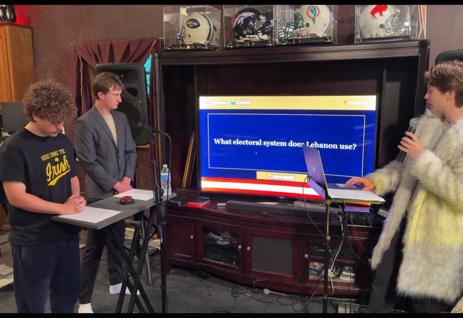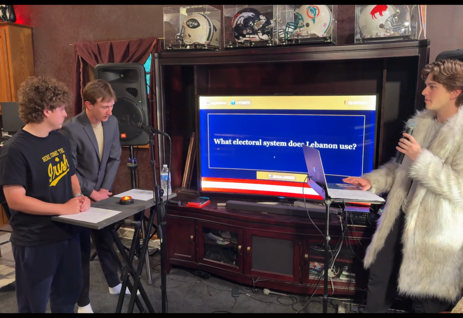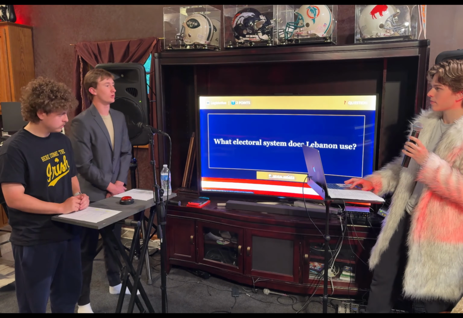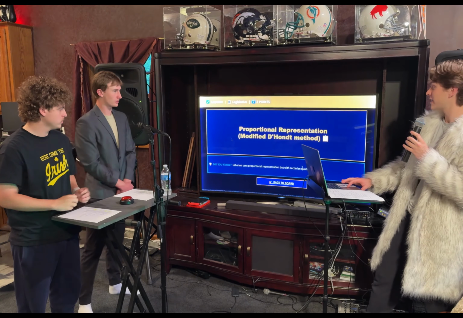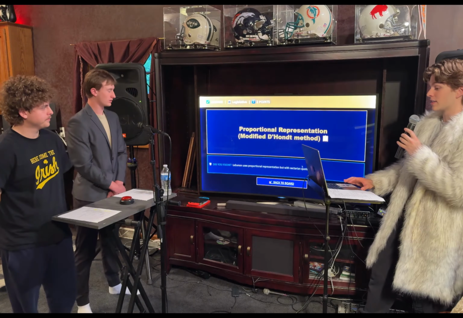Legislative for 2 points. What electoral system does Lebanon use? Tony: Proportional representation with religious quotas. That is correct. They use the modified Gahant system.